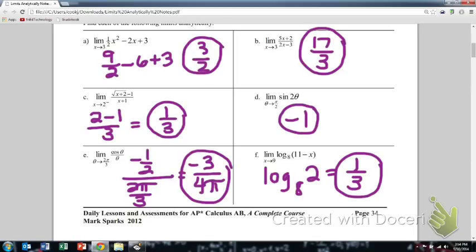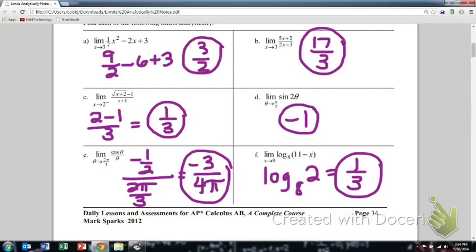Okay, so if you plug in on each of these, these are the values that you should get. The first one, you plug in 3, you should get 3/2. Part B, you plug in 3, you should get 17/3. Part C, you plug in 2, you should get 1/3.